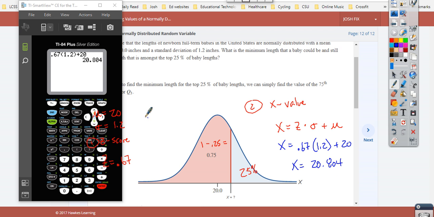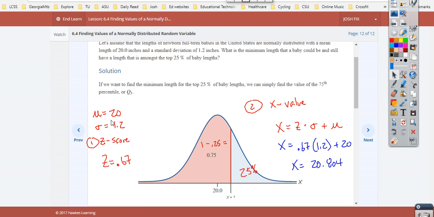20.804. Remember, our original question had a mean of 20.0. We can't forget that had a decimal place on it, so 20.0. So we'll round this to 2 decimal places, so that means x is equal to 20.80, and then obviously that 0 could drop if you wanted to.